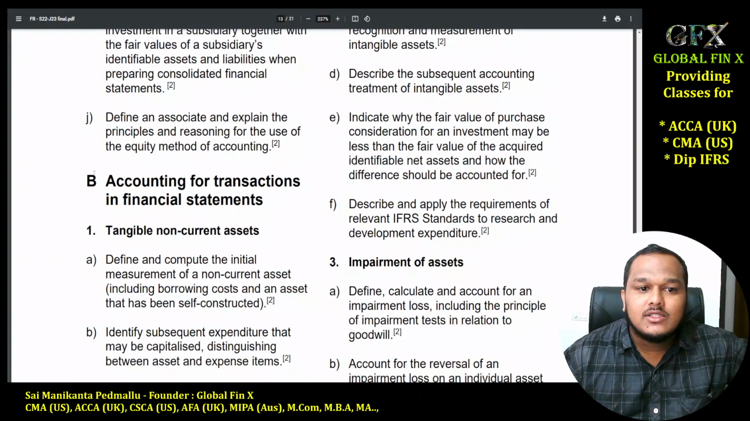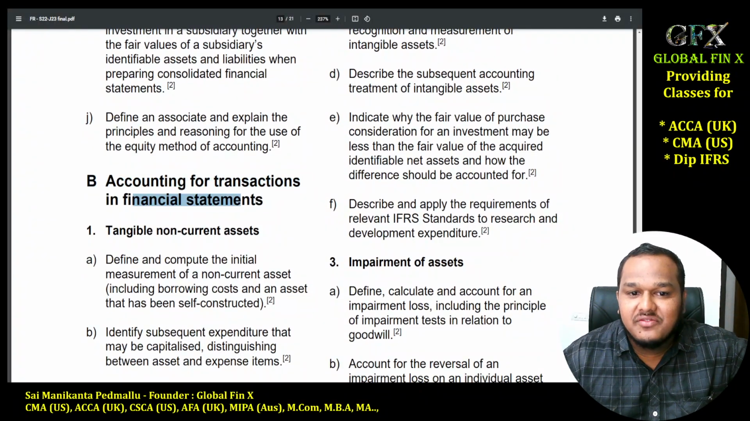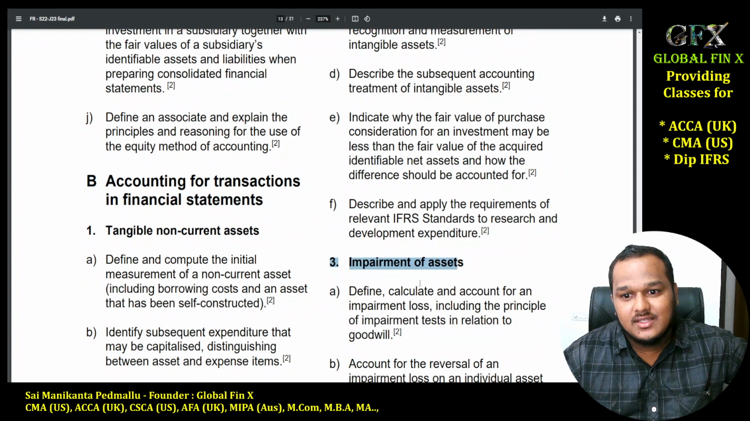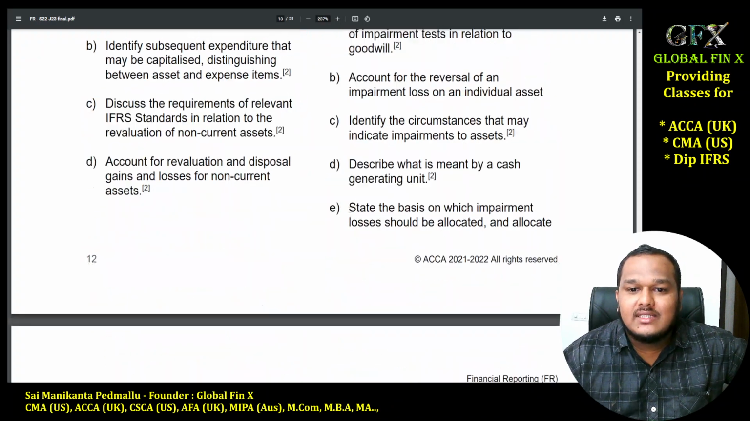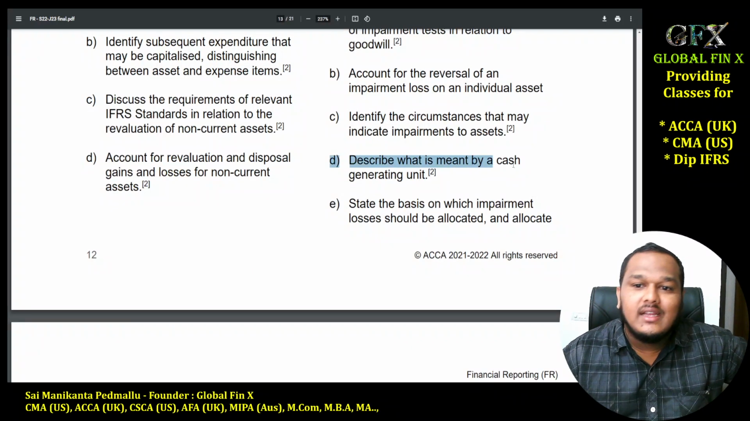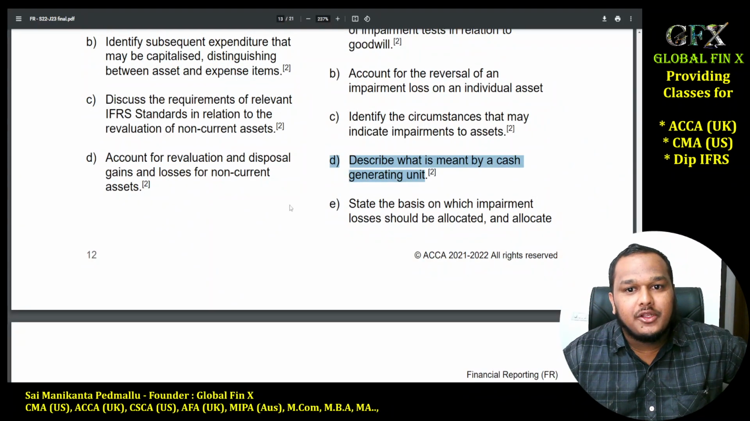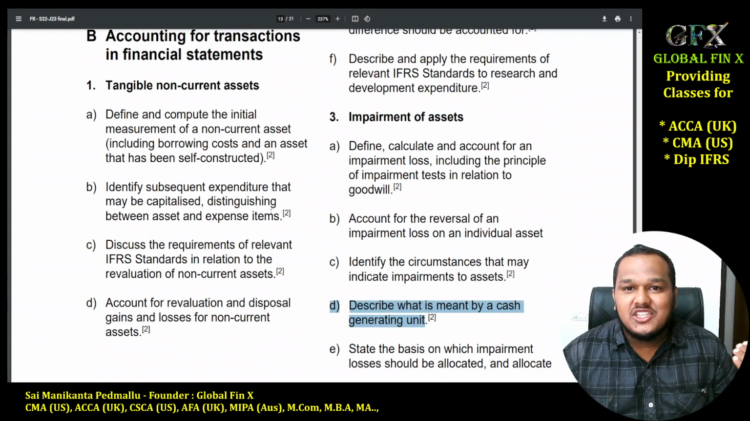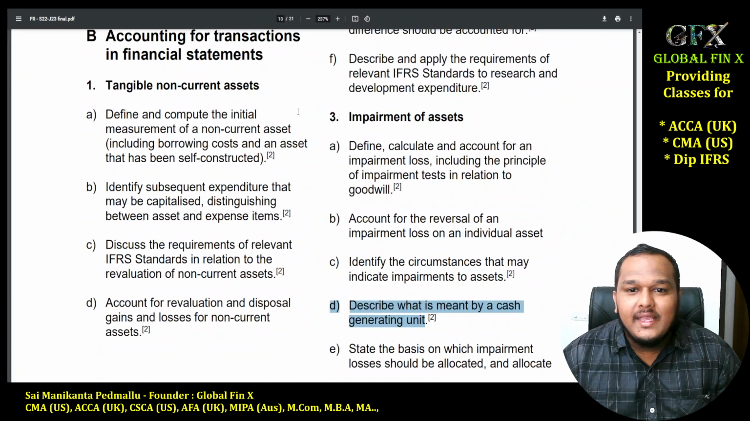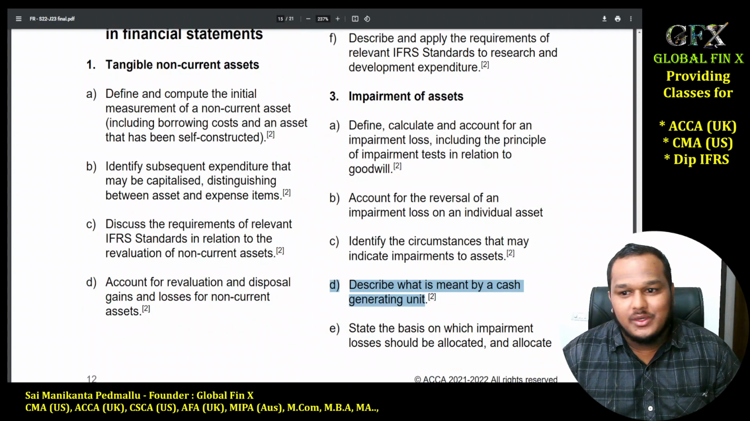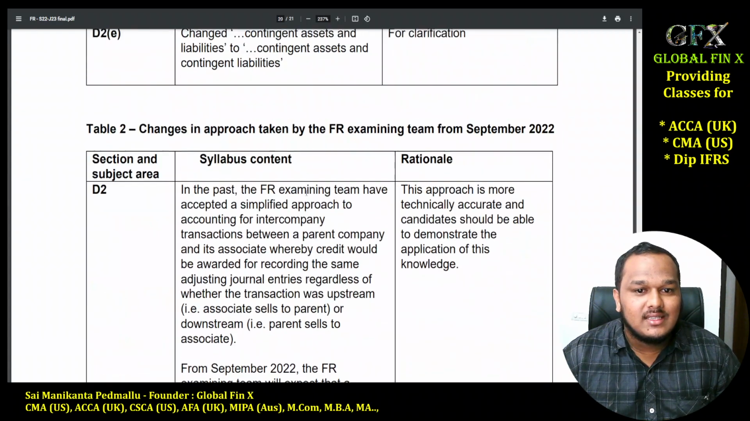So section B is talking about accounting for transactions in financial statements. In section B, topic 3 is impairment of assets. In topic 3, impairment of assets, you have part D, which talks about describing what is meant by a cash generating unit. So in that syllabus change document we have seen earlier, B3D means describe what is meant by a cash generating unit. So let me just scroll back to that syllabus change.